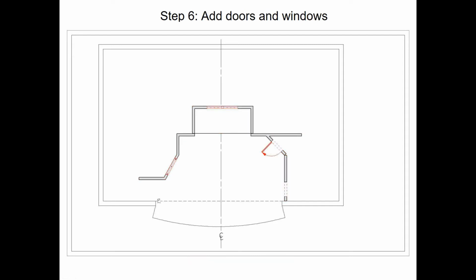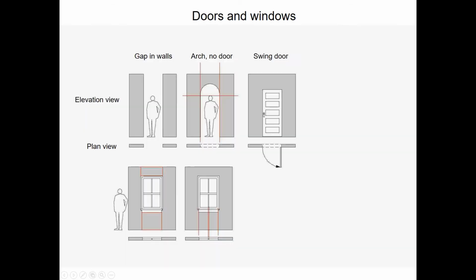Now we're going to add doors and windows. So I've got a couple of doors in the back of my room here. I've got a couple of windows in the back of my room. I've got a window over here, and I've got a doorway with a shutter in it, an actual door swinging into the room here, and I've got just an archway. So let's take a look at those a little bit more closely and see what's going on.